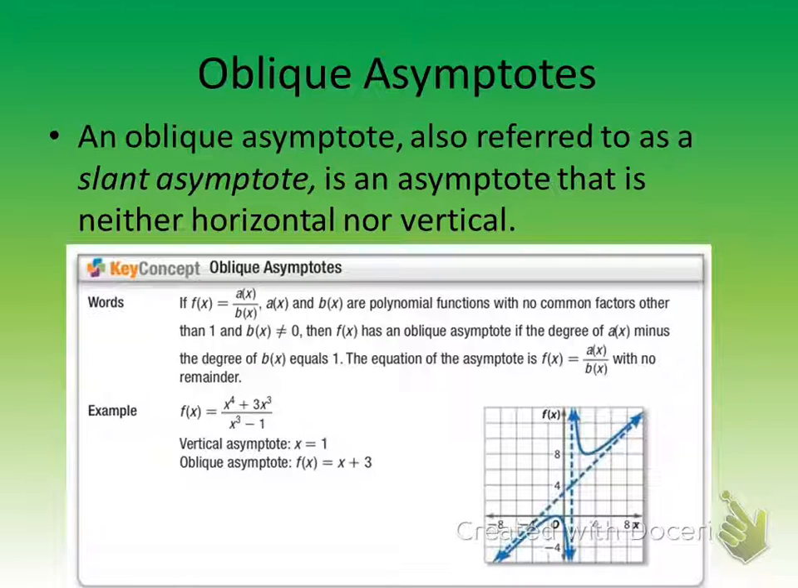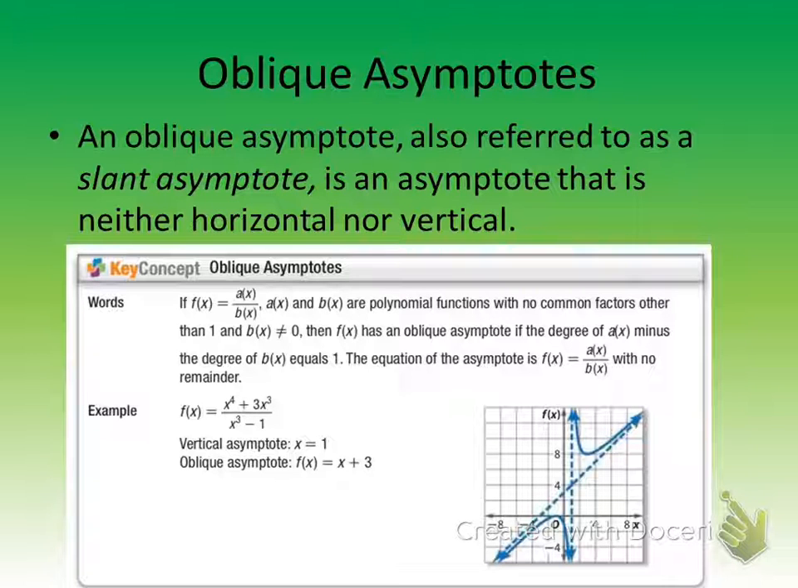Now, an oblique asymptote, also referred to as a slant asymptote, is an asymptote that is neither horizontal nor vertical. What? Amazing. It's a line. See that? It's a line. Crazy, huh? It's a line. That's an asymptote, alright?